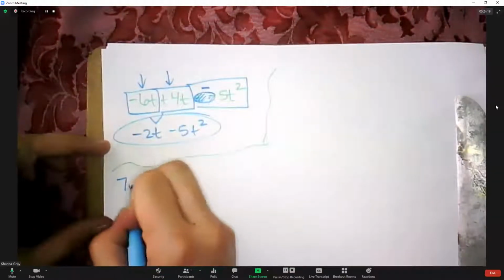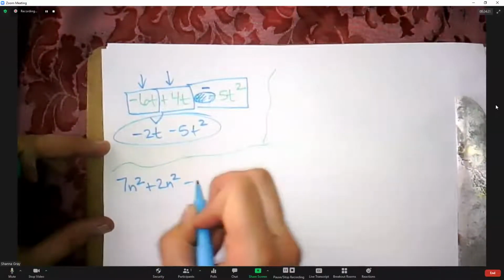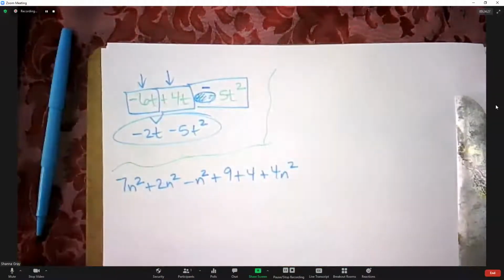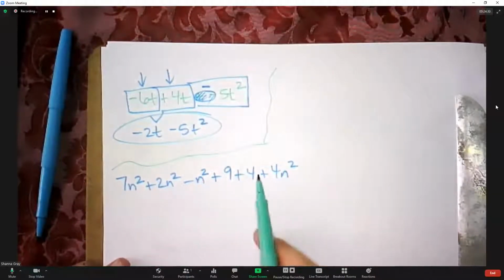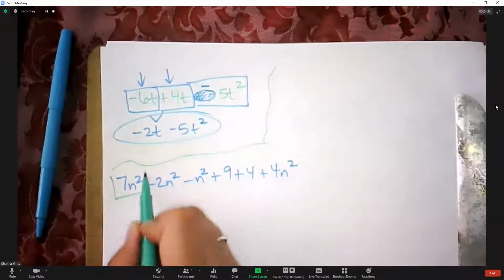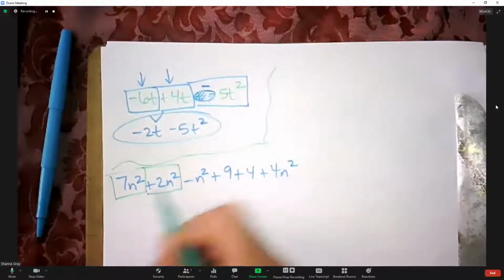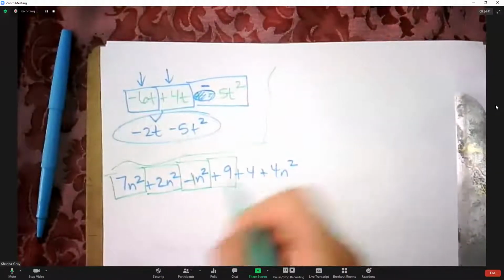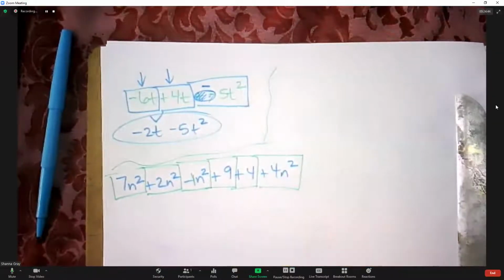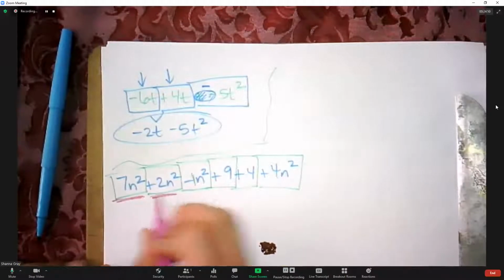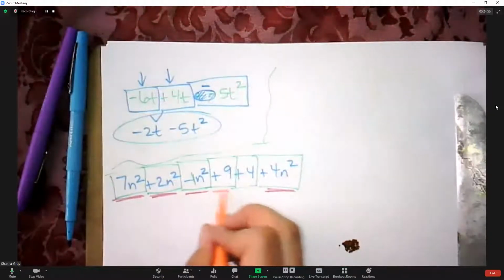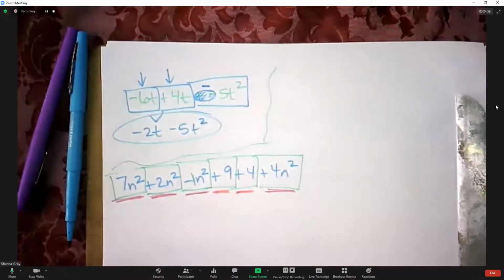All right, then I got this one. Okay, so I have 1, 2, 3, 4, 5, 6 different terms. And so I have a +7n squared, a +2n squared, a -1n squared. So don't forget there's a 1 there. A +9, +4, and then another +4n squared. So if I'm looking for like terms, this n squared, this n squared, this n squared, and that n squared are all going to go together. Whereas this 9 and this 4 are normal numbers, so those will go together.